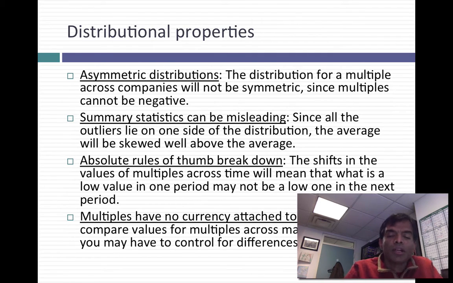The 20th percentile is a cheap company. Much better rule than to actually take a number like 5 or 6 or 12. And finally, remember, multiples have no currency attached to them because the currencies drop out. So I can compare PE ratios across countries, across markets, across companies. But I still have to control for differences in growth and risk and consistency. But I don't have to control for currency per se unless it shows up through inflation and interest rates.